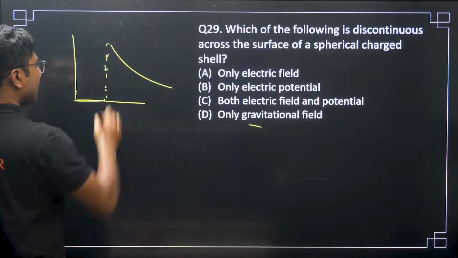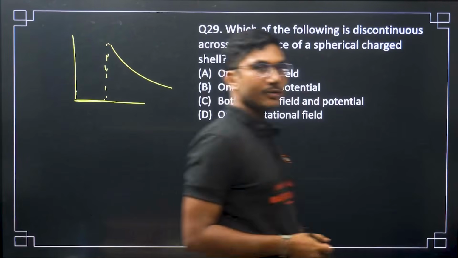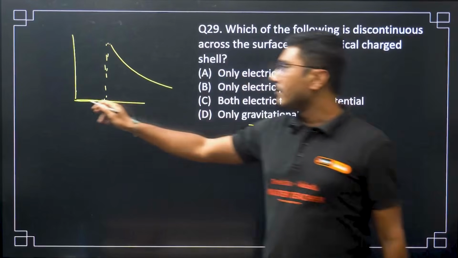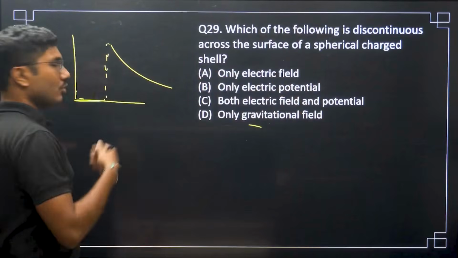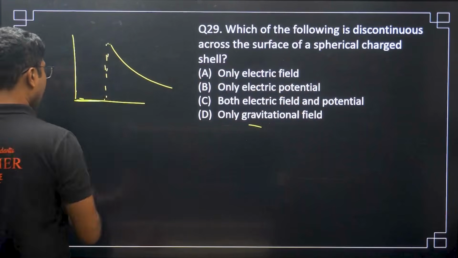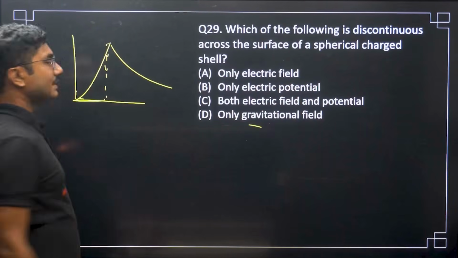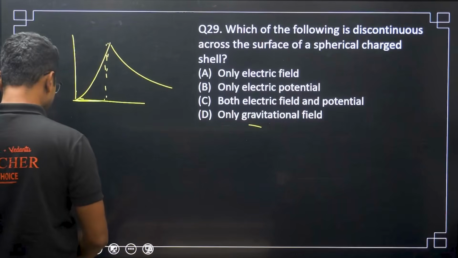This is called a discontinuity. The graph is not continuous. The graph was 0, suddenly it increases and it goes to 0. If it was like this, then we would say this is a continuous graph, but this is not.